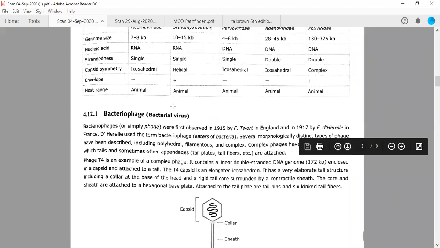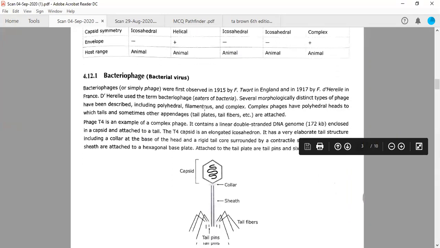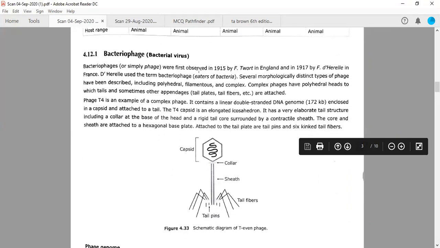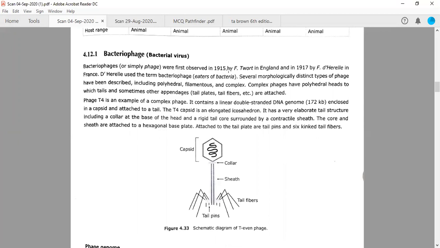So next is bacteriophages, right? So we have discussed this, that the bacteriophages or the viruses were first discovered in 1915 by F. Twort in England, and then in 1917 by D'Herelle. So there are two scientists who independently discovered these bacterial viruses, in England and in France.